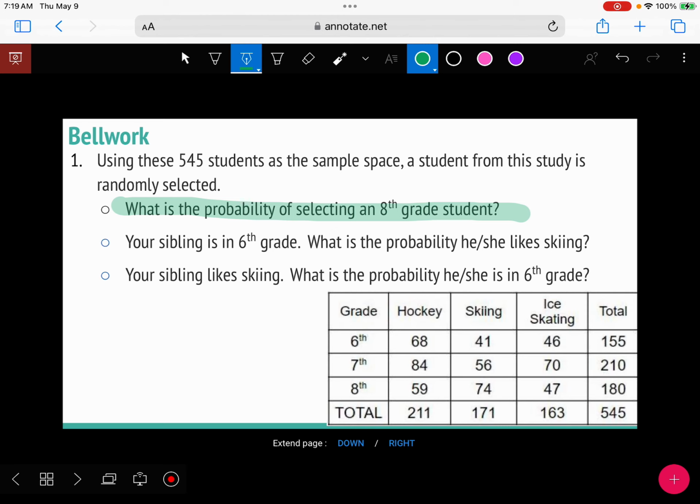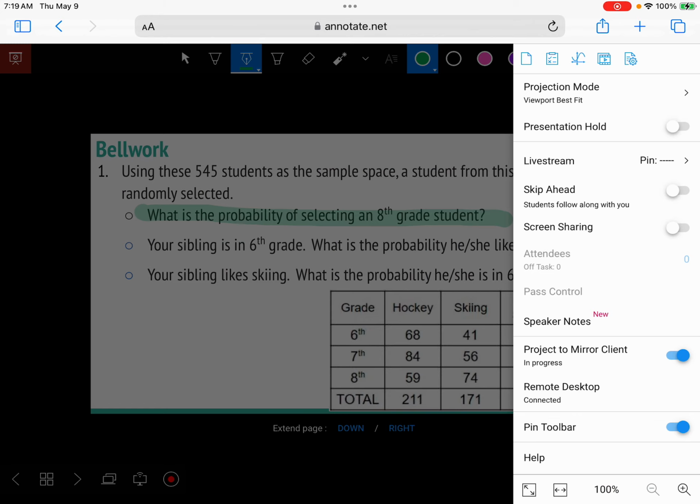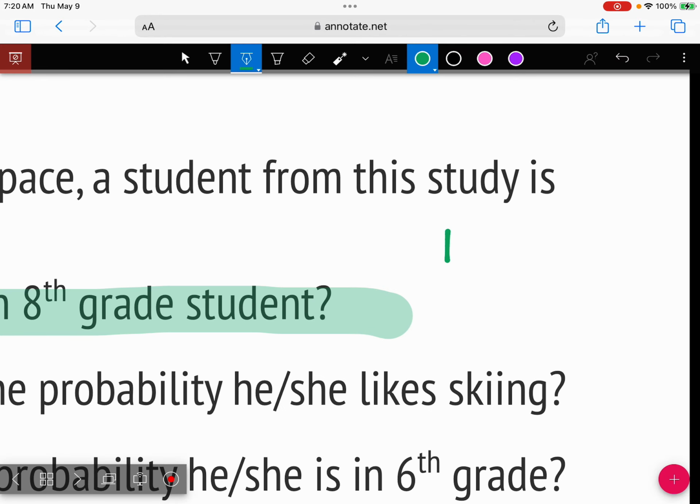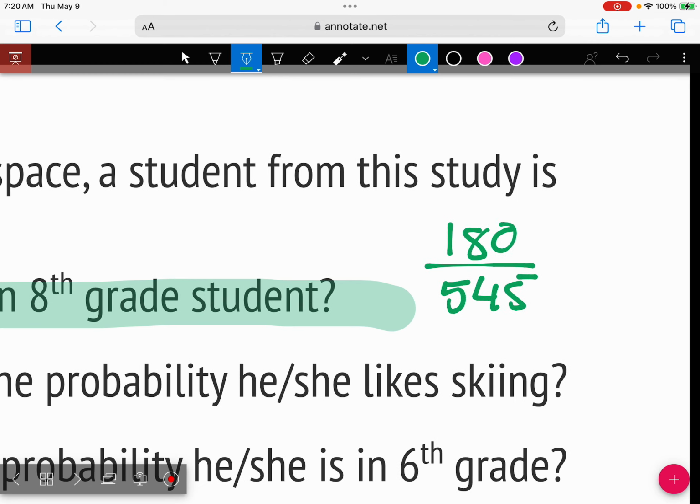All right, let's try that again. So we want to know the probability of picking an 8th grade student. So we have 180 8th graders out of 545 total humans, which we could simplify, but I am also 100% with us not simplifying it down. If we want to simplify it, we're going to type it in the calculator. We'll get 36 over 109 because both of these values are divisible by 5. But I can't do either one of them off the top of my head.